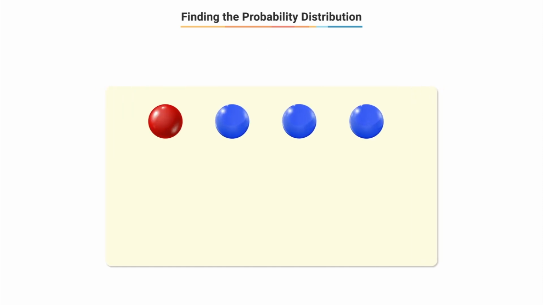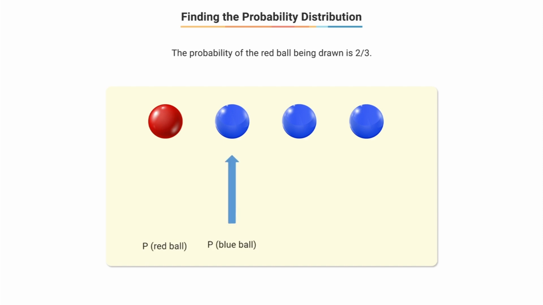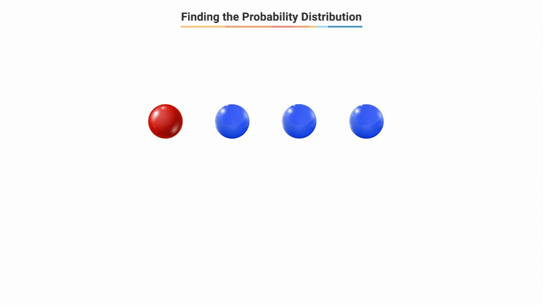Let's consider the case where the first ball is red and the other 3 are blue. We can compute the probability of this outcome as 2 by 3 as the probability for the red ball times 1 by 3 as the probability for the first blue ball times 1 by 3 again as the probability for the second blue ball times 1 by 3. That is the probability for the third blue ball. The product of all these will give us the probability of this outcome of the first red ball followed by 3 blue balls. The product is the value 0.0247.